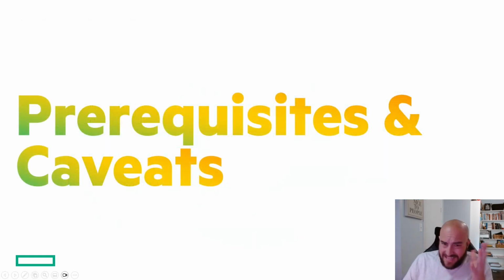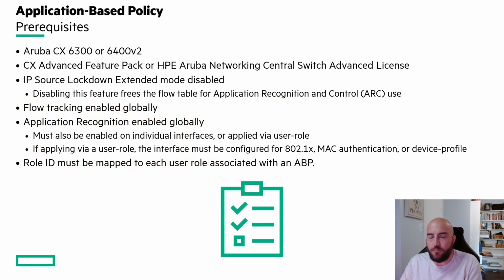And just like everything else in networking, the details really matter. So here are some prerequisites and caveats that you need to be aware of and consider when you're setting up ARC and ABP to really get this to work for you. So right now, application-based recognition is only supported on the Aruba CX 6300 and 6400 V2 switch. So in my demo, I'll be using the 6300, so you'll see those.